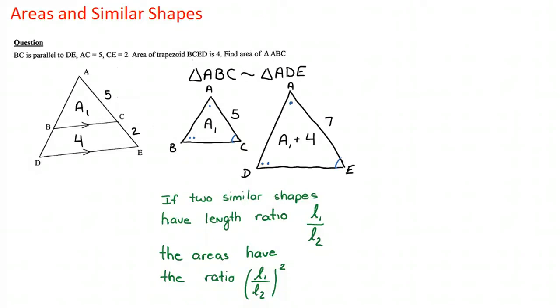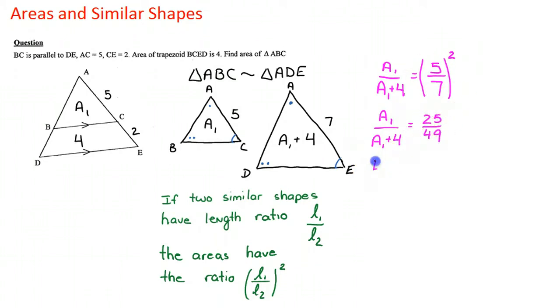So what I can do here is take the ratio of A1, the area of triangle ABC, to triangle ADE. So the ratio of their areas is going to be A1 over A1 plus 4. Now, since I have the ratio of the lengths of sides as 5 to 7, we can use that to calculate the area ratio, which is 5 over 7 squared. And now this problem becomes simply algebraic. So that's 25 over 49.